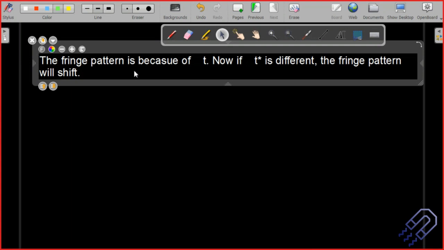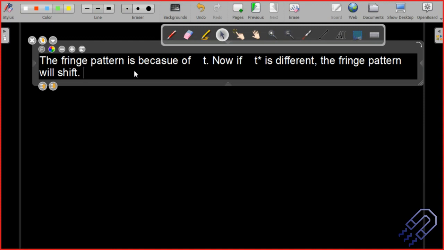That can be detected. Okay, how? Because Michelson and Morley set up the experiment in such a way that even if there is the slightest change, they could detect that. So if there is the slightest change in T star, there will be a shift in the fringe pattern. Okay, so the fringe pattern will shift.